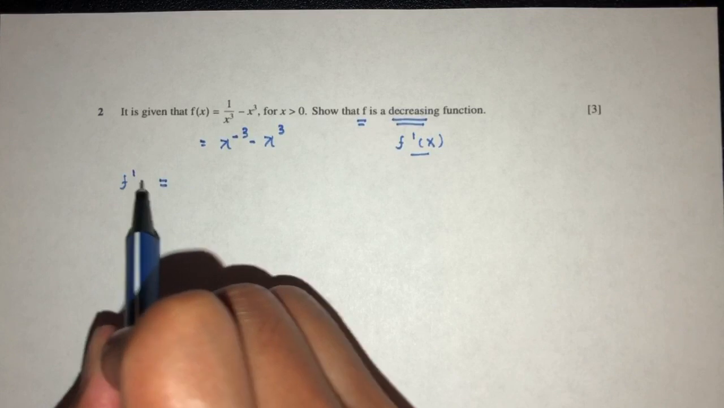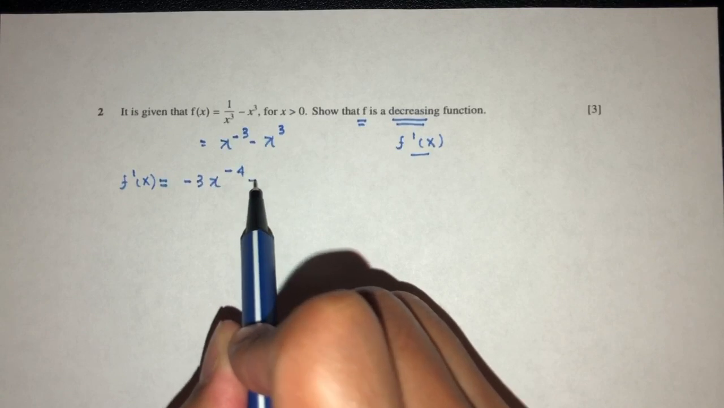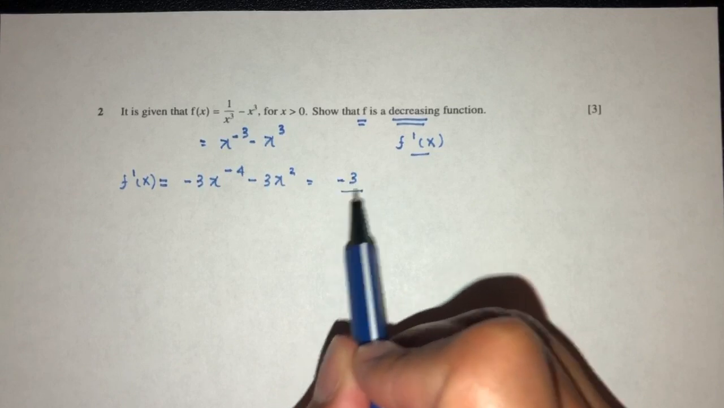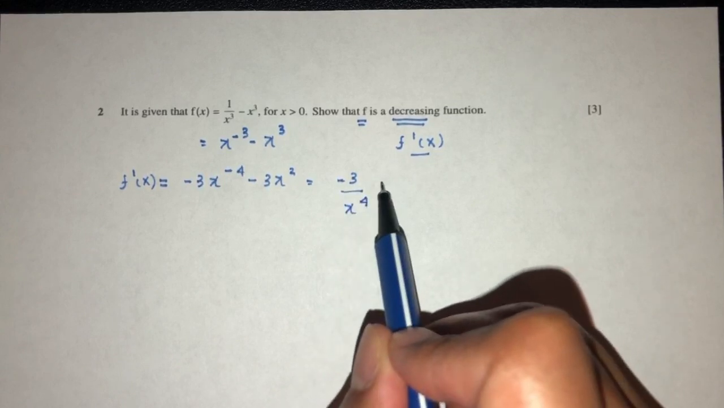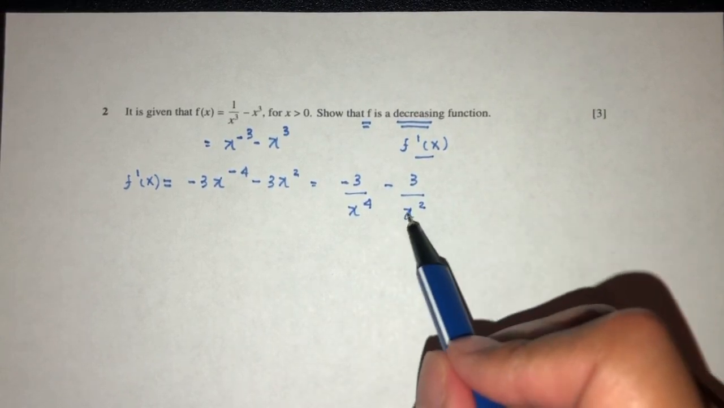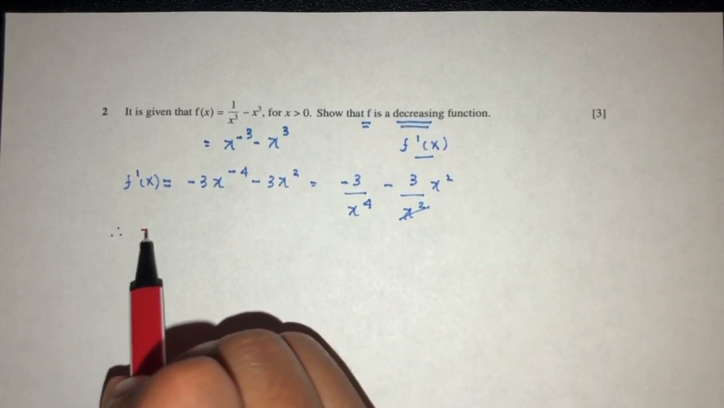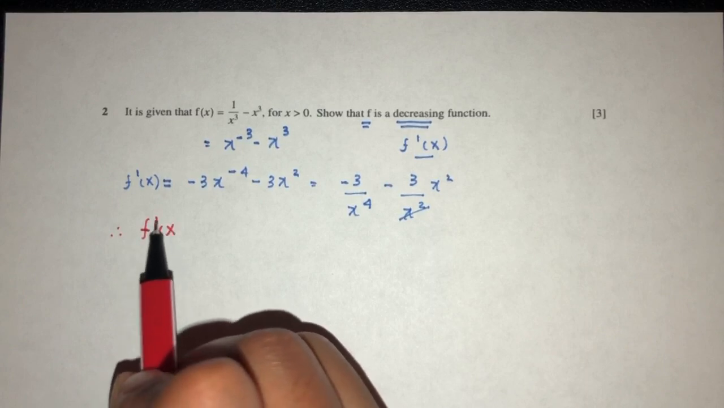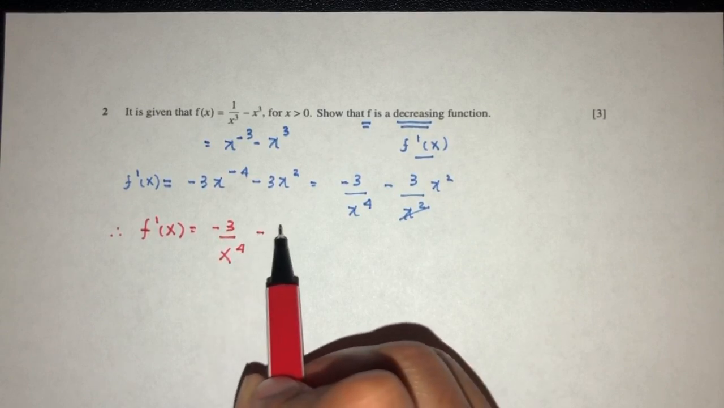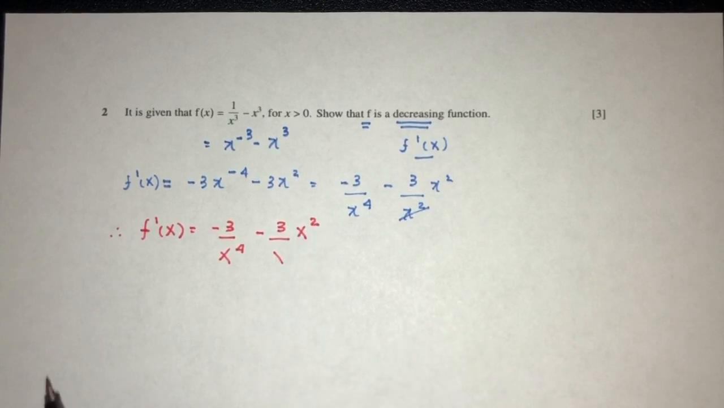F prime of x will be minus 3. That should be minus 4 here, and minus 3x squared. That will be minus 3 over the value of x power 4, and minus 3 over the value of x squared. Sorry, x squared is on top. So let me write this out again. So we realize that f prime of x is equal to minus 3 over x power 4 and minus 3 over x, so x power 2 here, not over x.